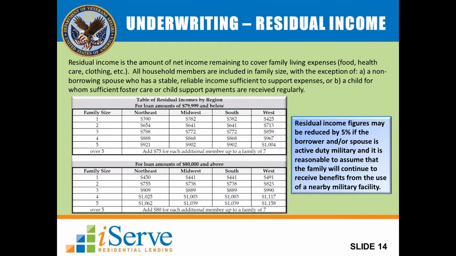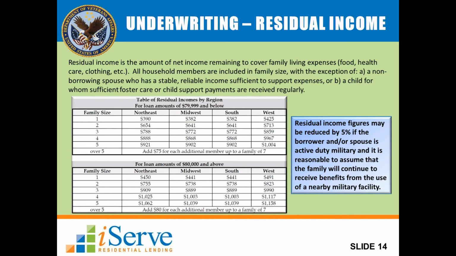Now, this is a great compensating factor if we're pushing ratios, let's say. Not necessarily a requirement. If they don't meet that residual income, it's not necessarily going to be a reason to decline the loan in and of itself. Now, not meeting residual income along with other risk factors, absolutely. That could lead to an adverse decision.